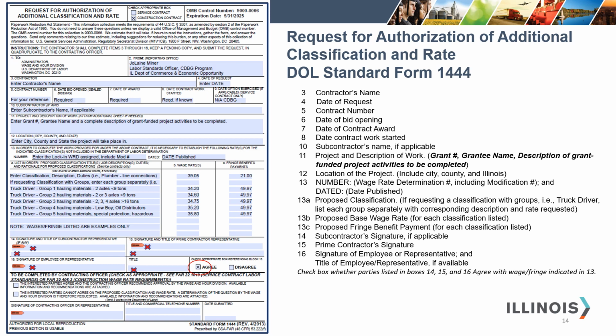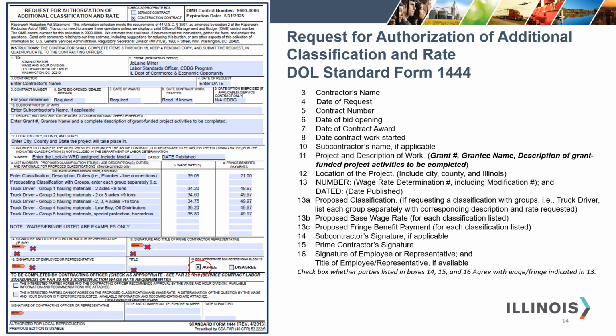What is it doing? So if you look at the samples provided, the first one is plumber for line connections. If you are working with a group, then you would enter all groups needed. So the next example provided is truck driver, groups 1 through 5 with appropriate descriptions. 13B is the proposed wage rate listed for each classification requested, and 13C is the proposed fringe benefit payment for each classification listed.